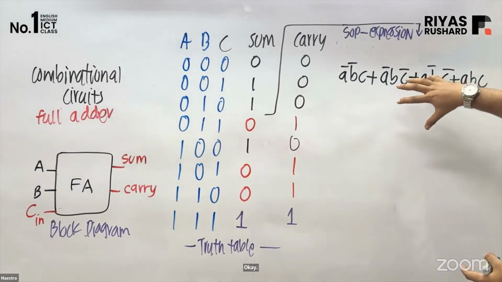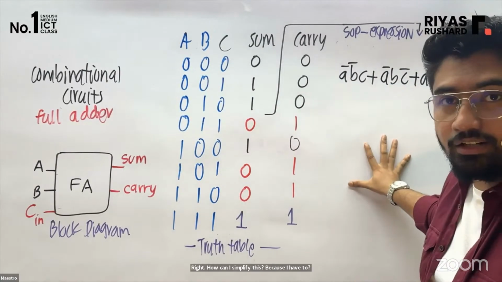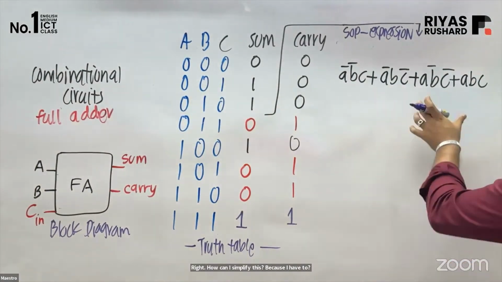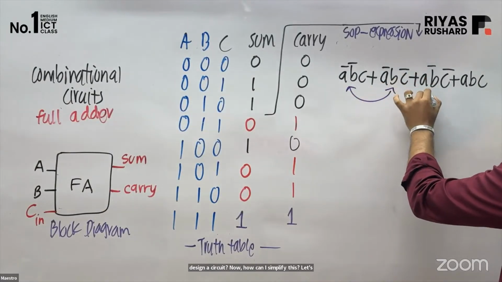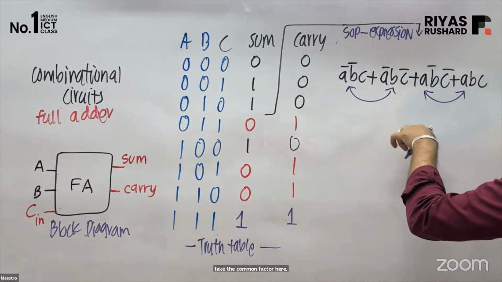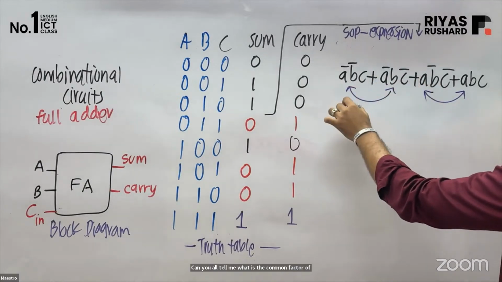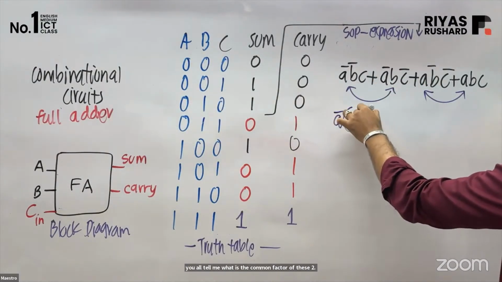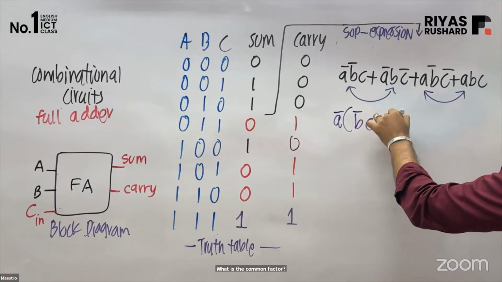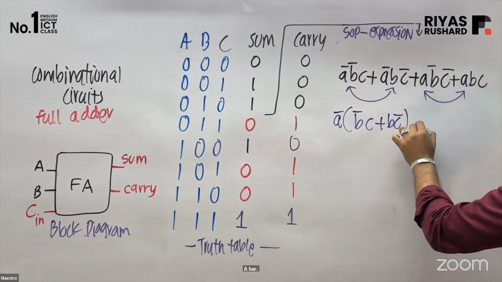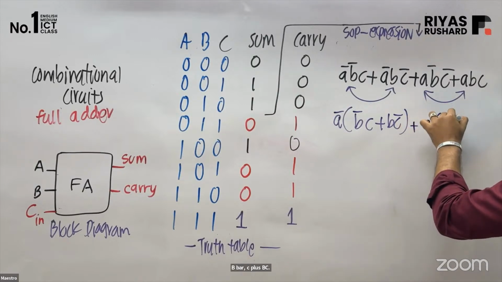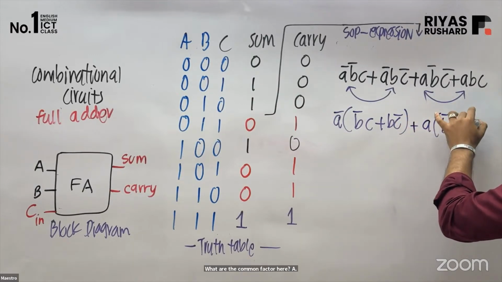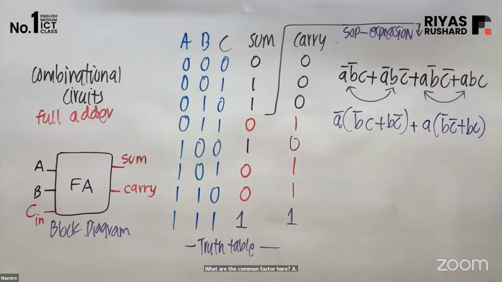How can I simplify this? Because I have to now design a circuit. Let's take the common factor here. Can you all tell me the common factor of these two? A bar times B bar C plus B C bar. What is the common factor here? A times B bar C bar plus B C. That is what I have got here right now.